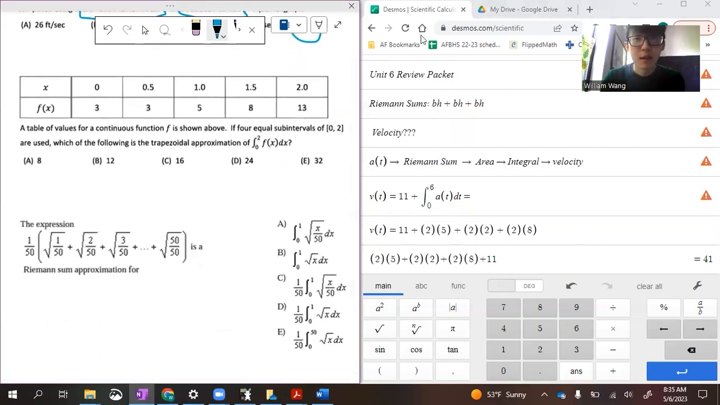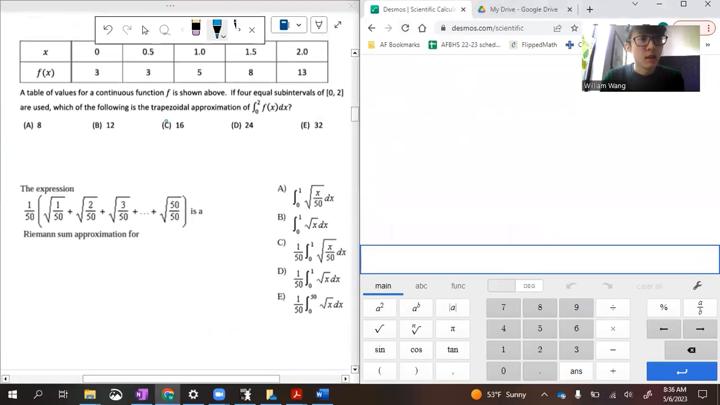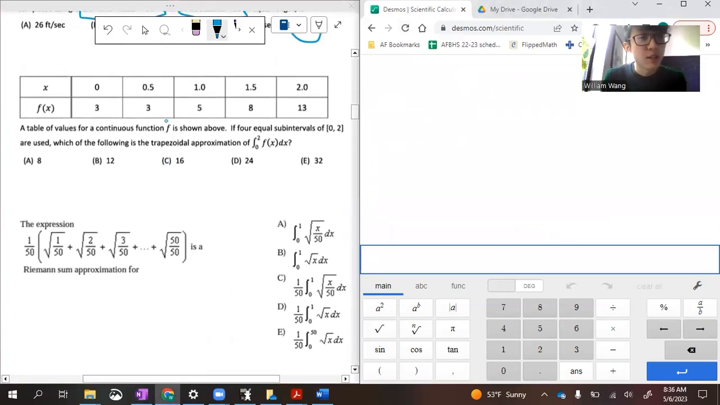All right, next question. A table of values for a continuous function f is shown above. If 4 equal subintervals are used, which of the following is a trapezoidal approximation for the integral from 0 to 2 of f of x? Okay, so one note here, this is no longer a Riemann sum. Riemann means rectangles. What do they say here? They specifically say trapezoidal sum.